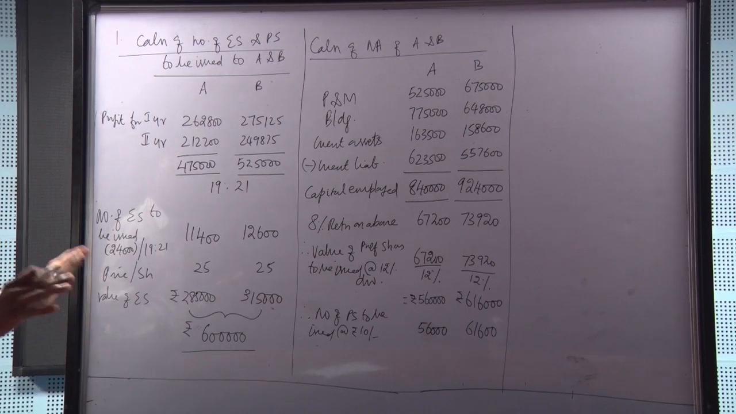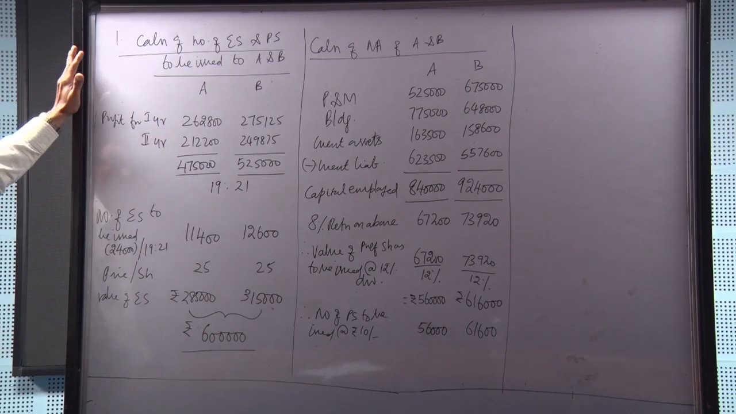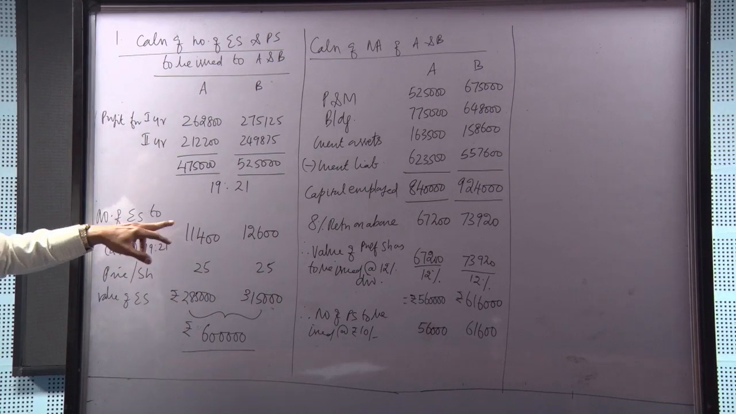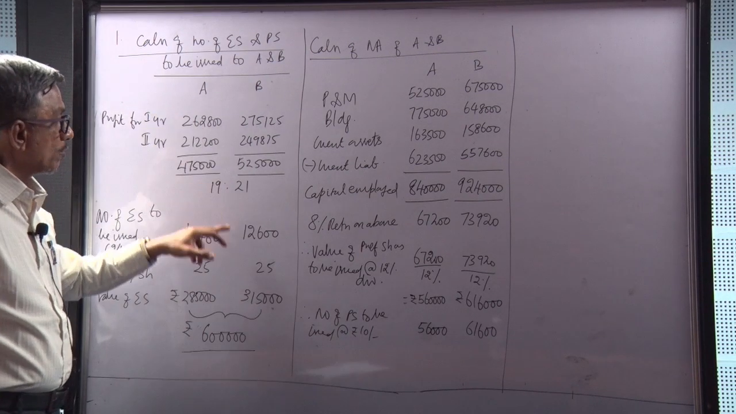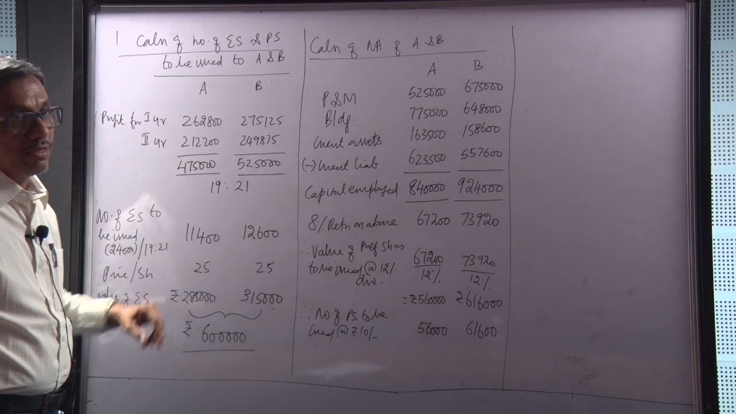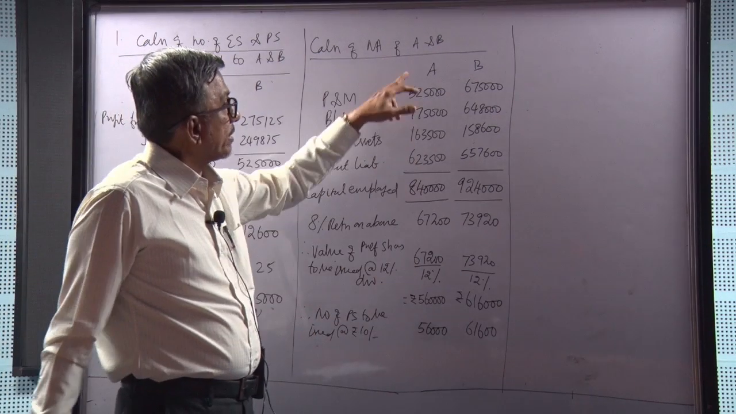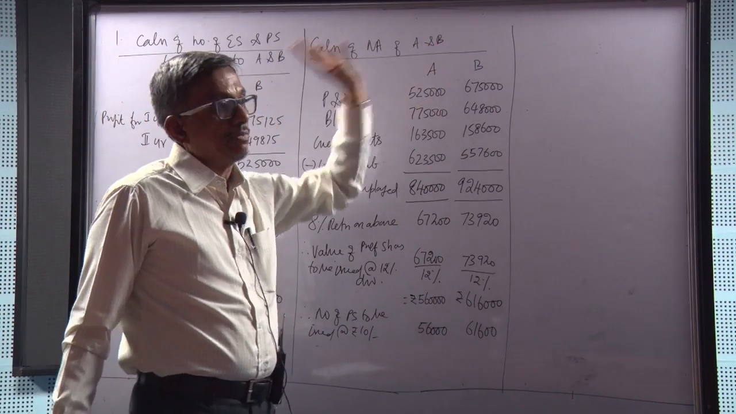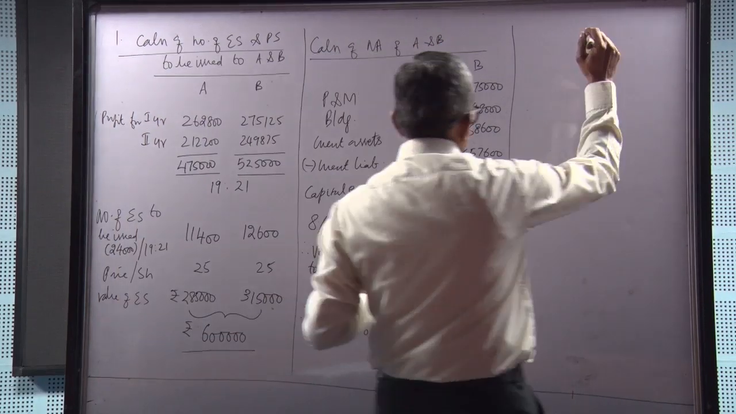So now let us summarize. We have answered the question number 1. 11,400 equity shares will be given to A, 12,600 equity shares to B, 56,000 preference shares to A, 61,600 preference shares to B Limited.